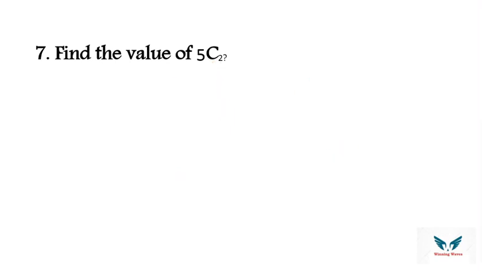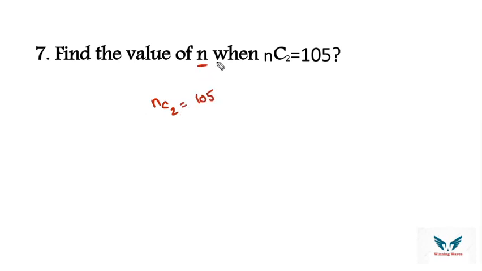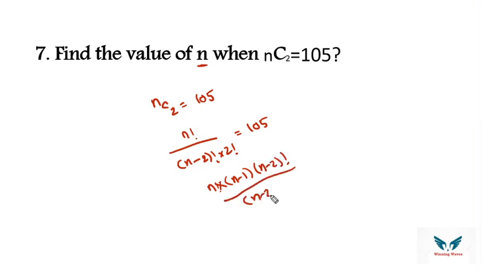Then next, let me take you to this particular question. What is the value of n if nC2 is 105? So nC2 is 105. Here we are supposed to get the value of n. So use the formula directly. nC2, n factorial by n minus 2 factorial into 2 factorial equals 105, right? Then n factorial means n into n minus 1 into n minus 2 factorial divided by n minus 2 factorial.